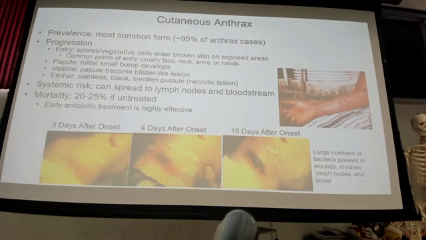The vesicle has fluid in it. That vesicle ruptures, and then that fluid dries out and becomes a blackened eschar. So an eschar is a black, dried scab, basically. It's associated heavily with anthrax, but anthrax is not the only disease associated with eschar formation. There are some other things that present that way as well.